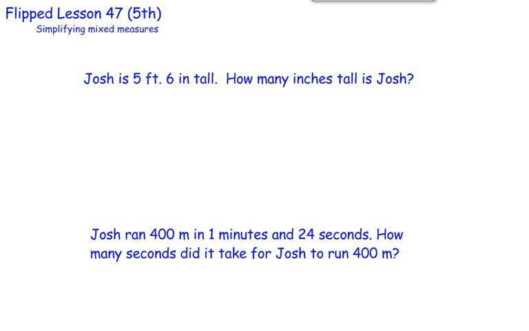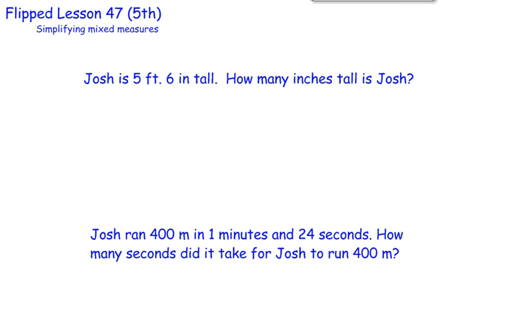Today we're going to simplify mixed measures. In other words, sometimes you get a problem where there are two different labels and we want to convert so we only have one label in the end. For example, it says Josh is 5 feet 6 inches tall. How many inches tall is Josh?